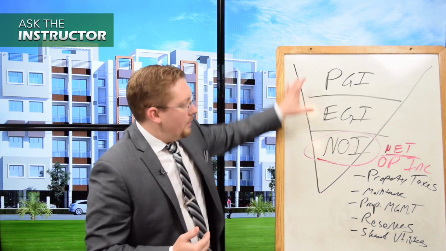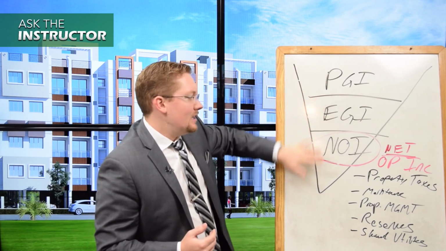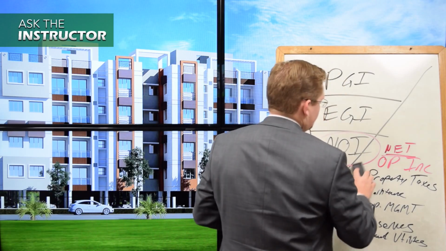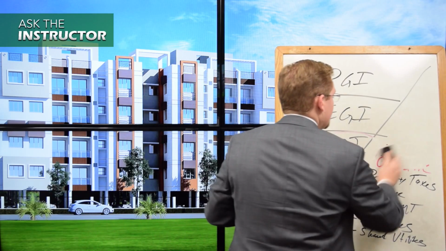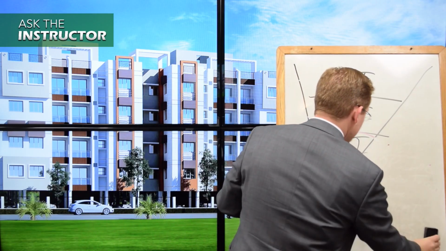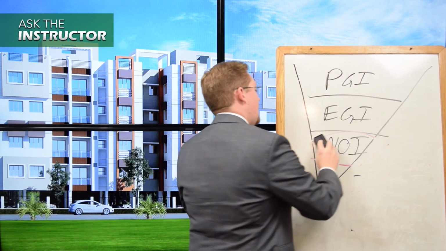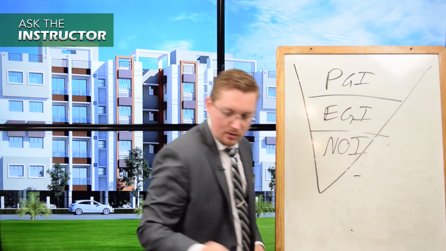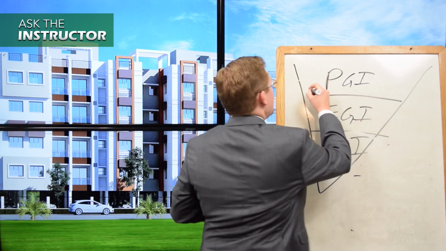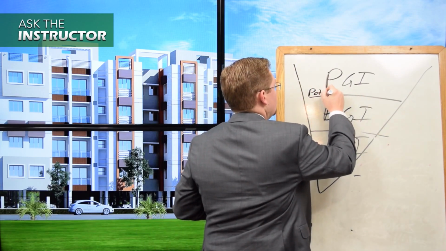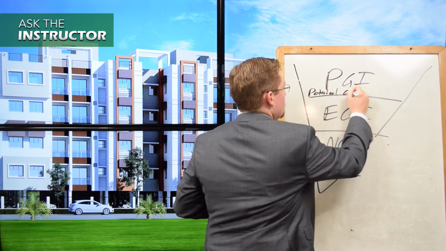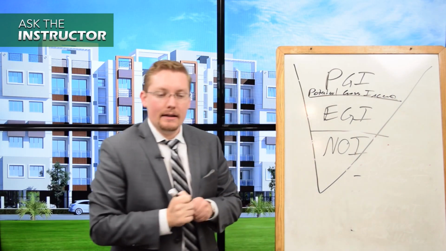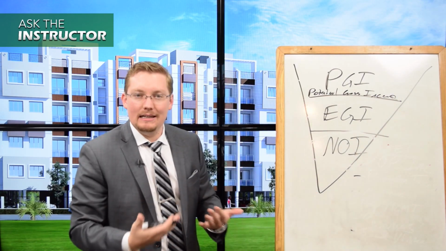So we talked about net operating income, and this is usually the number that's looked at first. But these two numbers above it, the PGI and the EGI, these are really enlightening as well for a property. So let's talk about our PGI first. PGI stands for potential gross income. And again, the words here are really going to enlighten us on what it means.